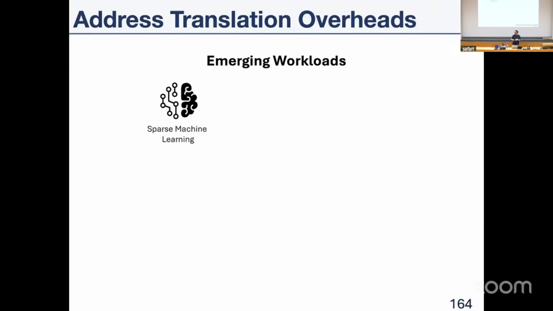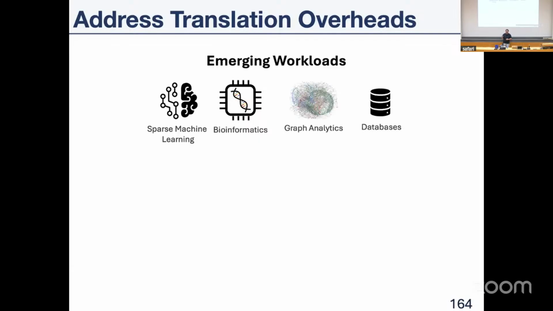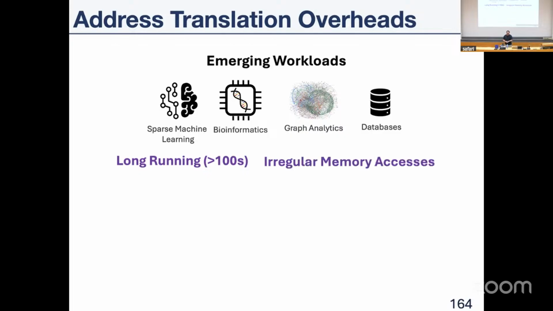And the second type of overhead is the address translation overhead. We have another set of workloads like sparse machine learning, graph neural networks, and bioinformatics workloads, which have vast data footprints. We have graph analytics. We have databases that are long running. For example, we run our bioinformatics workload and it runs for 1-2 days. And they also have irregular memory access because of the properties of their inputs.